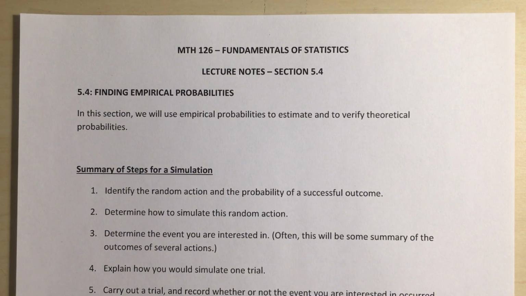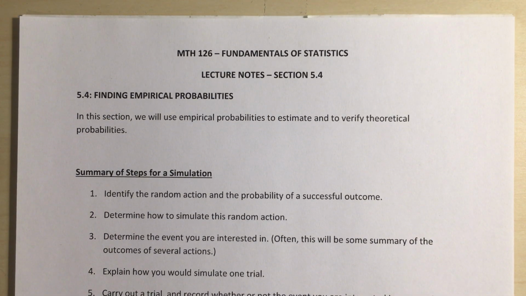All right, so we are going to do Chapter 5 slightly out of order. The reason is because if we look at Section 5.4, we're talking more about empirical probabilities. So by grouping these two sections together, we can go through and discuss our empirical probabilities first, and then after we're done with this section, in Sections 5.2 and 5.3, we're going to focus more on our theoretical probabilities. So in this section, we will use empirical probabilities to estimate and to verify theoretical probabilities.